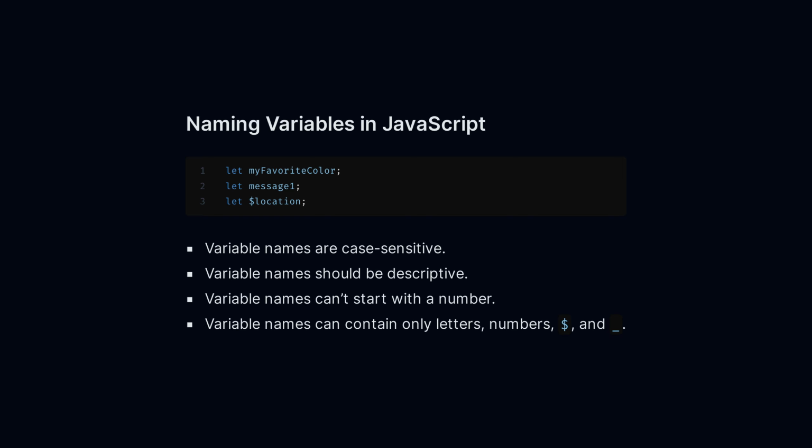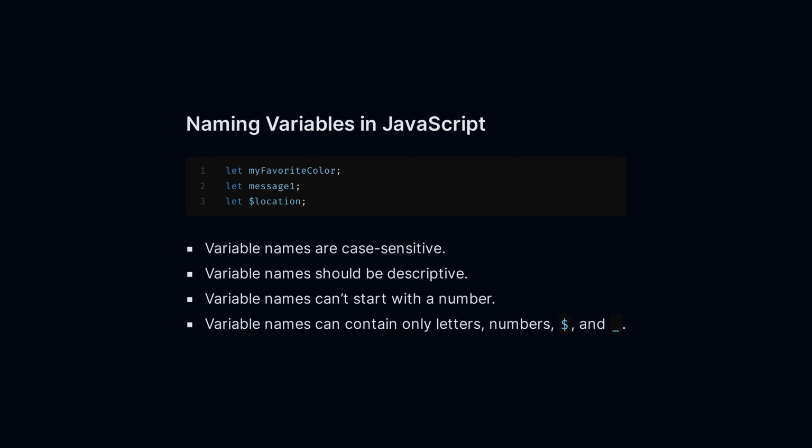Now let's talk about naming our variables in JavaScript. It's an important skill that contributes significantly to the readability and maintainability of your code. There are a few rules to adhere to. First, JavaScript variable names are case-sensitive. This means if you alter a character in the variable name from uppercase to lowercase or vice versa, this makes another variable. Second, try to keep your variable names descriptive. This can help others, and your future self, understand the intent of the variable quickly.